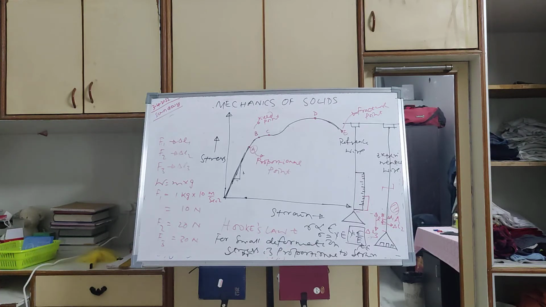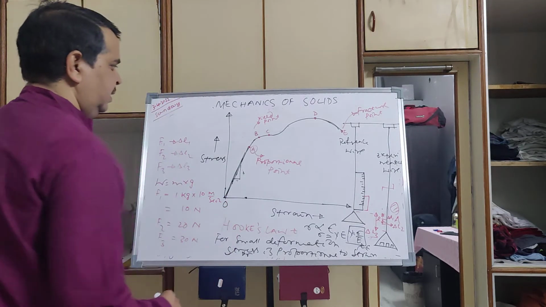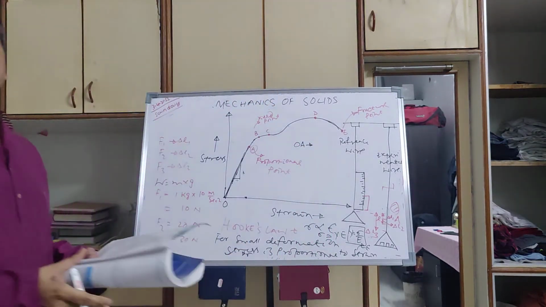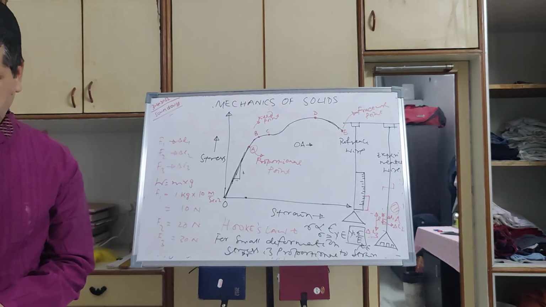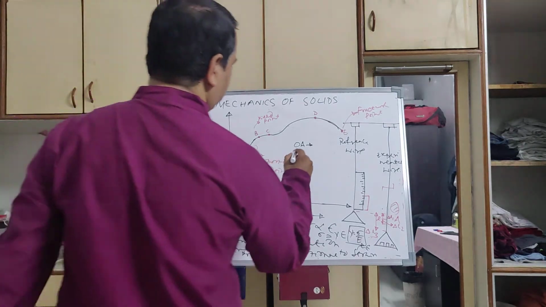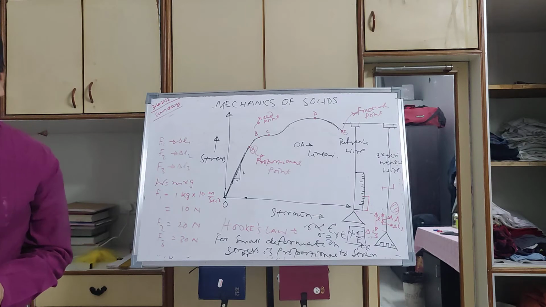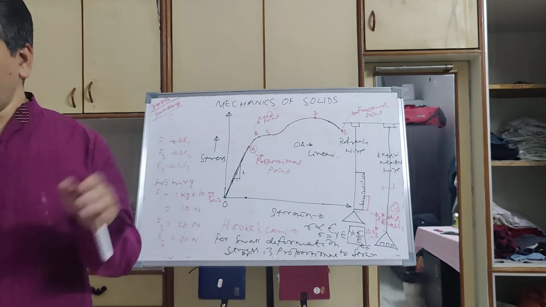Now let us come to the different points. A typical graph you can see has different regions. What is the significance of each and every region? From O to A, the curve is linear. In this region, Hooke's law is obeyed.